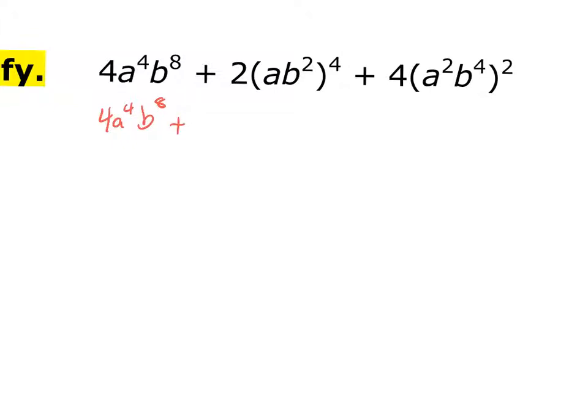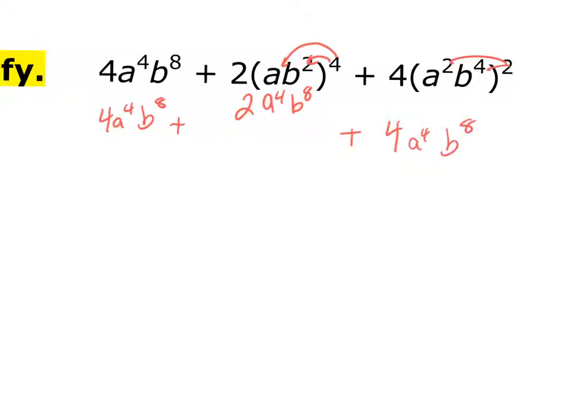Plus, for the next term, I have to do exponents first. So this is a to the 4, power to power multiply, b to the 8, times 2. So that one is really 2a to the 4 b to the 8. Right? For the last term, you have the 4. And again, when you're raising a power to a power, as you're doing here, you multiply those. So you get a to the 4, b to the 8.